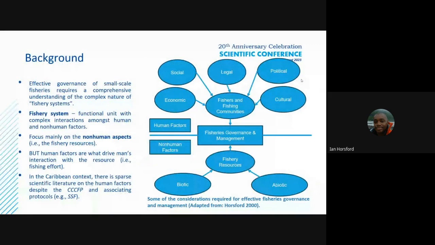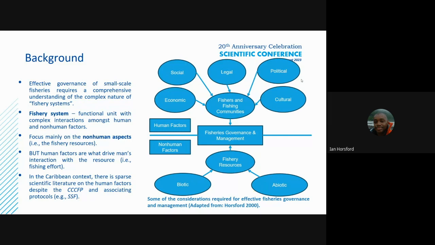With respect to background, most of you would recognize that fisheries governance is a complex thing in the context of small-scale fisheries, in which you have to look at various factors, whether it be social, economic, legal, political, and even cultural aspects. For instance, in Antigua, you might have a preference when buying fish for a whole fish as opposed to the Windward Islands, but that is related to the resources which you have. The demersal species tend to be much smaller, so you have this preference for a whole fish as opposed to a steak. Now, when I say fisheries systems, I'm actually talking about the complex interaction among human and non-human factors.